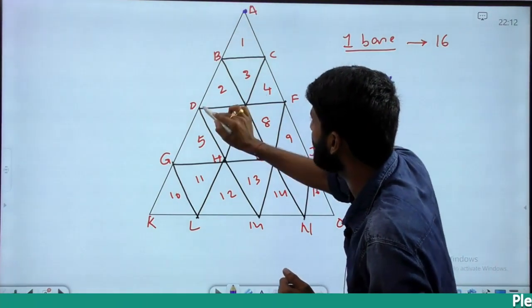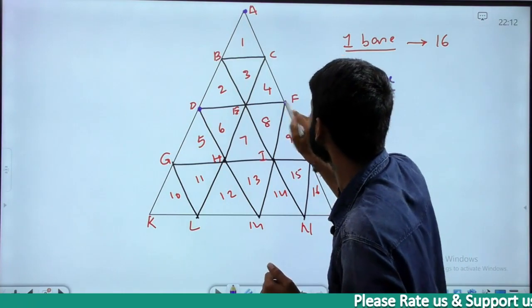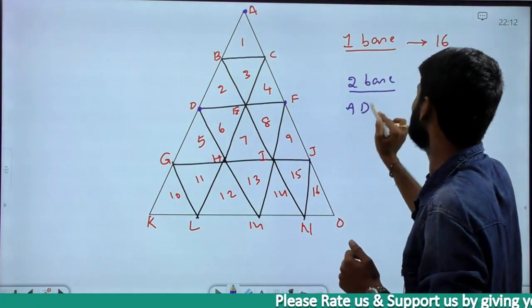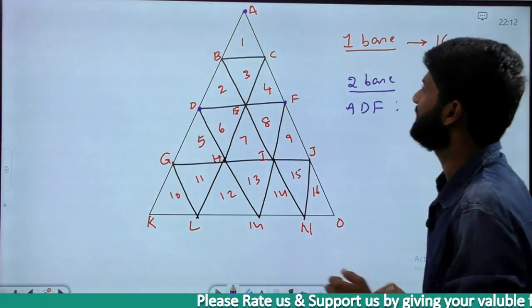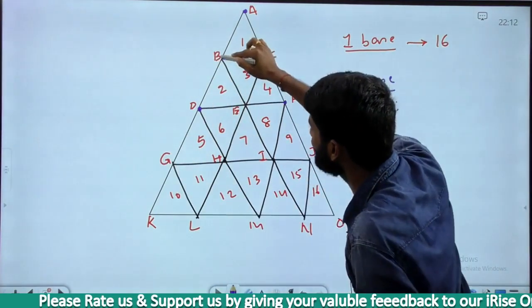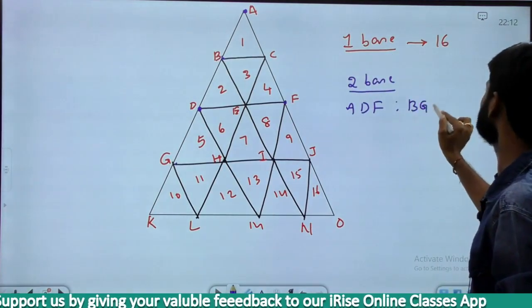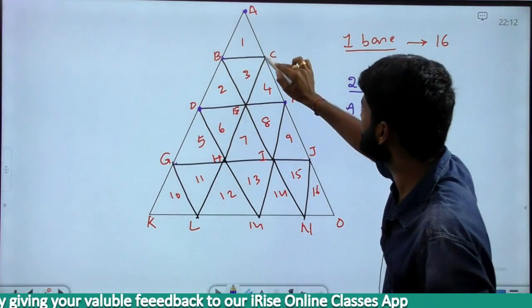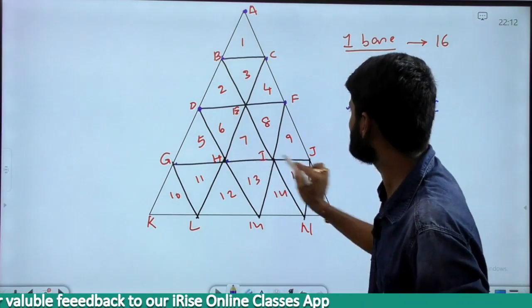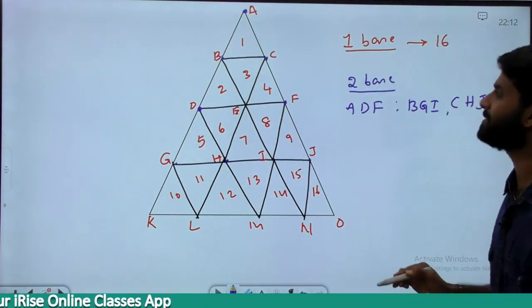A vertex point, and we want 2 bases, means 1, 2. So D and F. The first one is A, D, F. Clear? That is the one. Then move on to the next one, B. You just concentrate on B and C. So B, G, I is one. Next you can concentrate on C here: C, H, J. Clear? C, H, J is the one 2-base triangle.